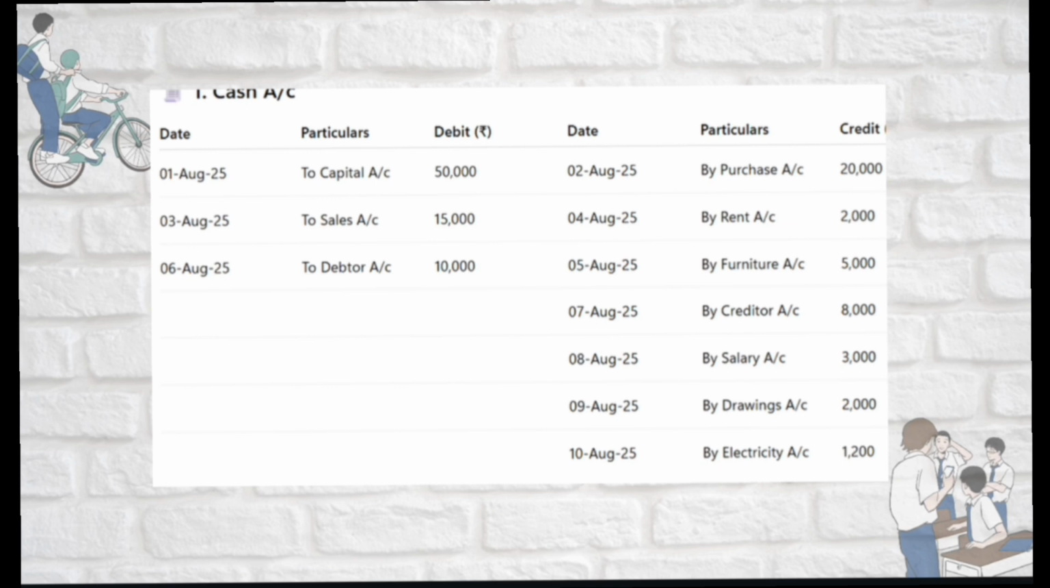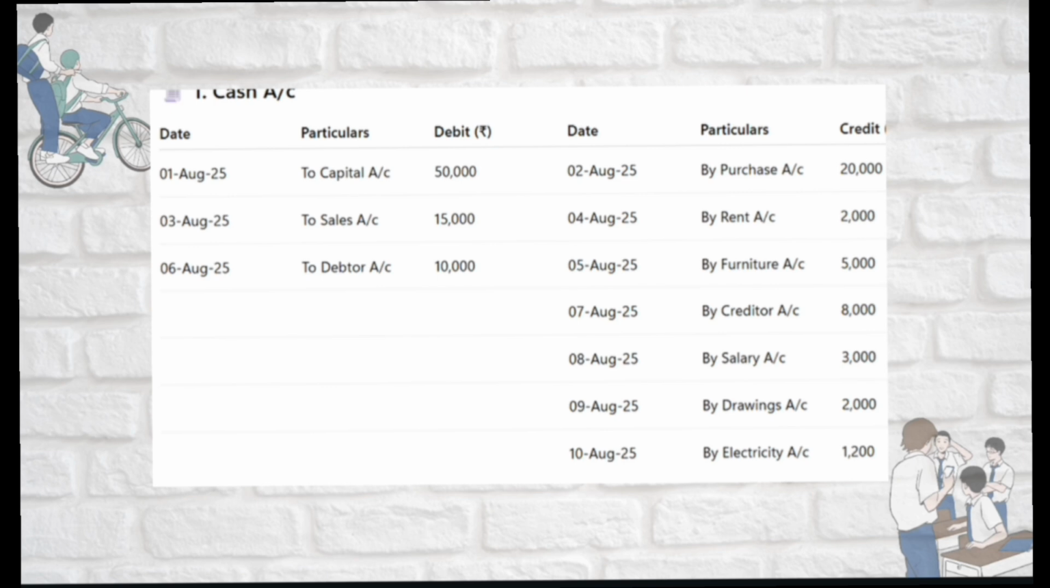The next one, on August 3rd, rupees 15,000 cash received from sales, to sales account rupees 15,000 on the debit side. Similarly, on August 4th, rent was paid rupees 2,000, so it is written by rent account on the credit side. Next, furniture purchased for rupees 5,000 on August 5th. So that is by furniture account on the credit side. And rupees 10,000 received from a debtor on August 6th, which is recorded as to debtor account, written in the debit side of the ledger book.